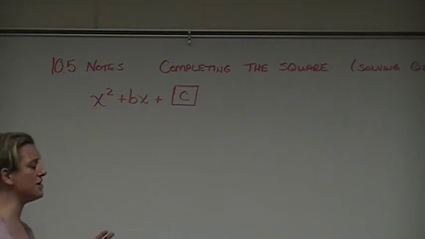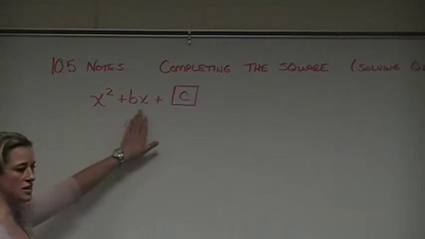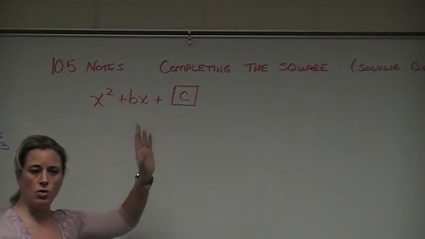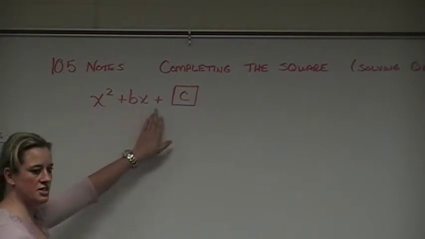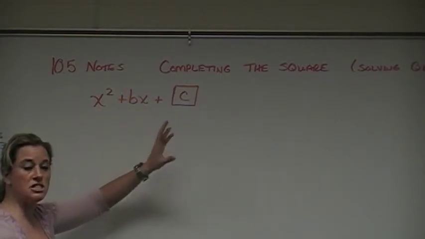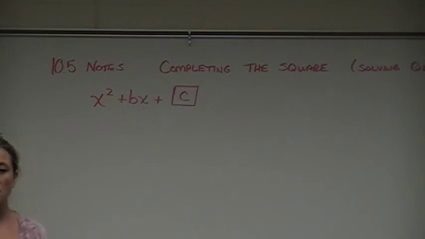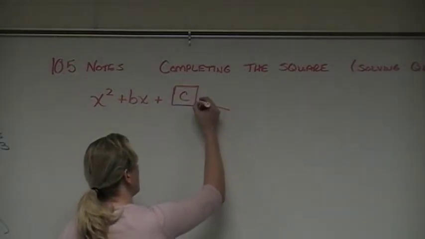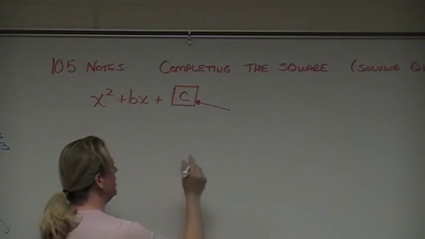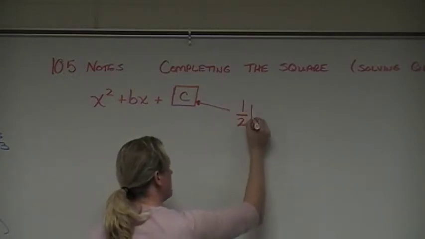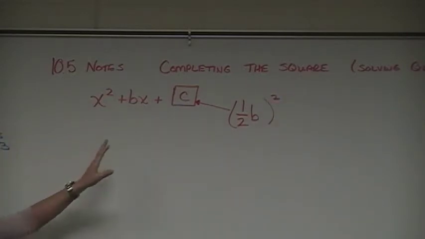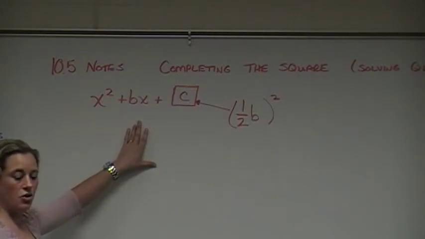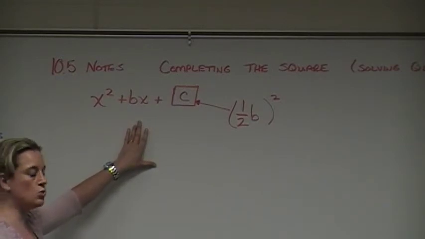Okay, so the first thing I want you to write down, or I have written down, is this. How many terms do you see up here? 3. So what would we call this? A trinomial, right? x squared plus bx plus c. Now you'll notice I have c in a box because there's something special about c. c we're going to find. And how we find c, how we get this value right here, is you take half of your b and you square it. Whatever b is in this equation, you take half of that value, half of b, and square it to find c.